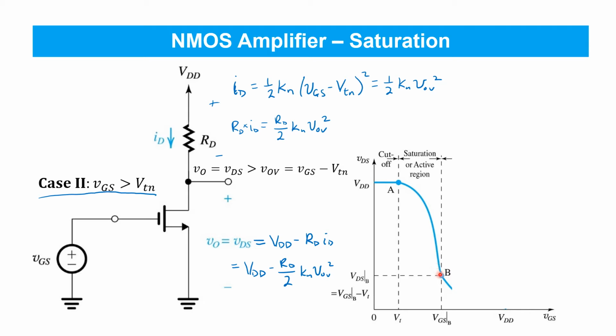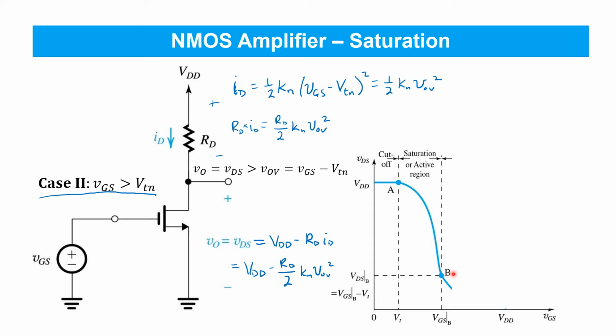At some point, VDS will drop so low at point B that VDS no longer exceeds the overdrive voltage. You can imagine extending a line with a slope of 1 from this point here, the threshold voltage. And when it intersects the curve, that's when we get to point B. At this point, the NMOS transistor is right on the border between saturation mode and triode.